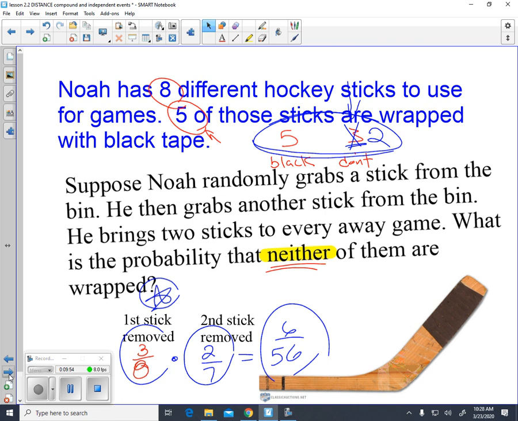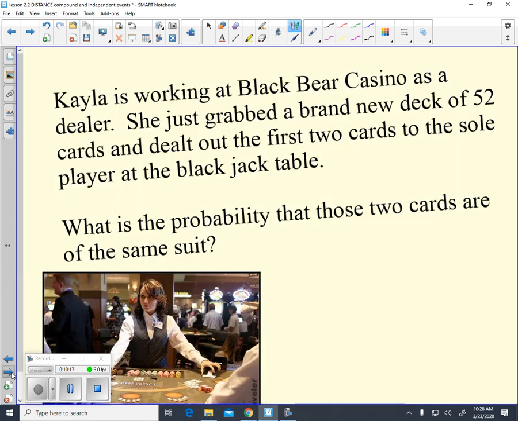I guess I have a calculator here to get a better sense of this. 6 divided by 56 is approximately 0.107. So he's got about a 10.7% chance of grabbing 2 sticks, and neither of them are covered with black tape.